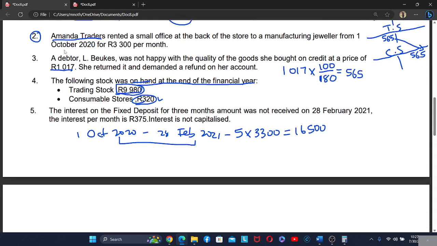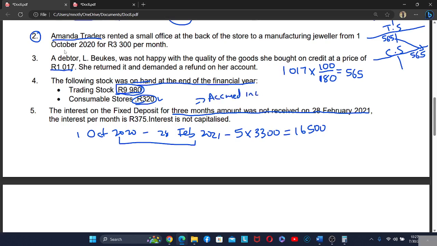Interest on fixed deposit for 3 months, amount was not received. So they are saying that interest income was not received. If the income was not received, what do we call an income not received? We call it an accrued income.